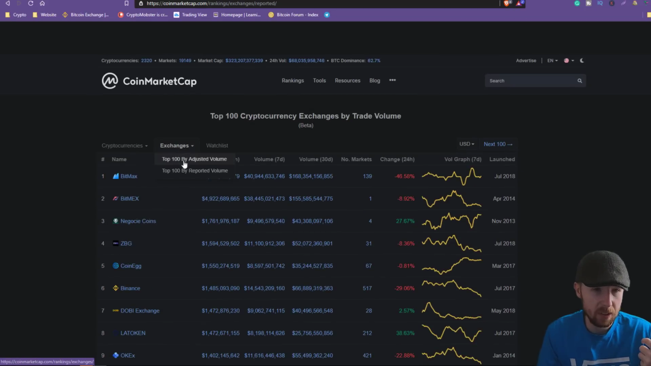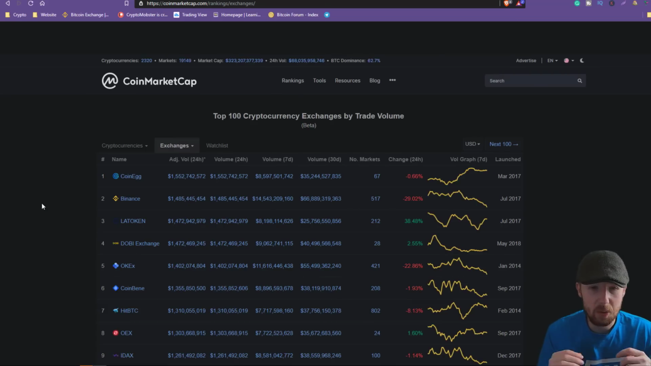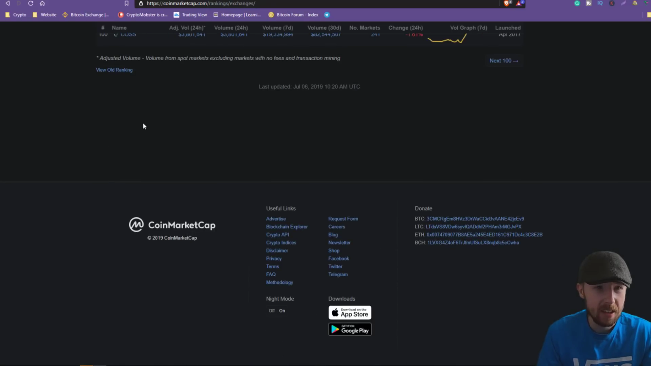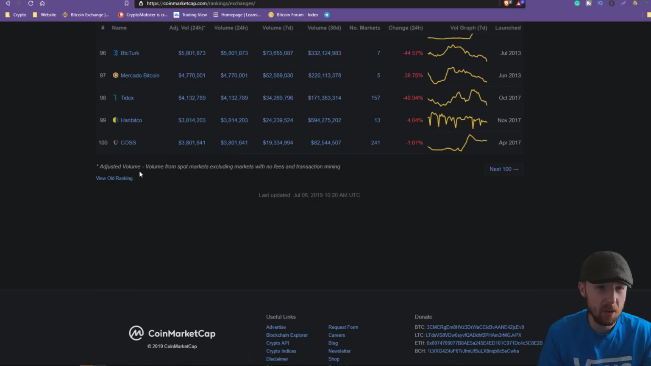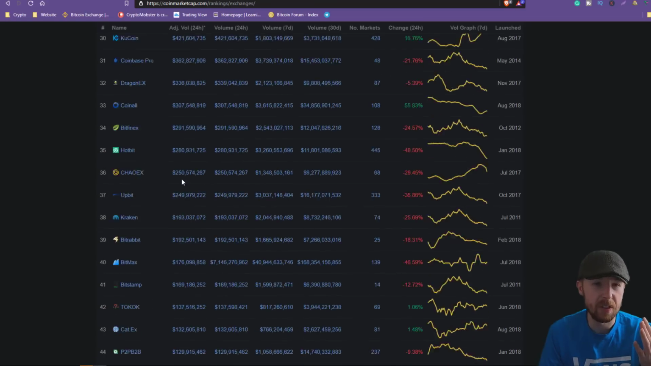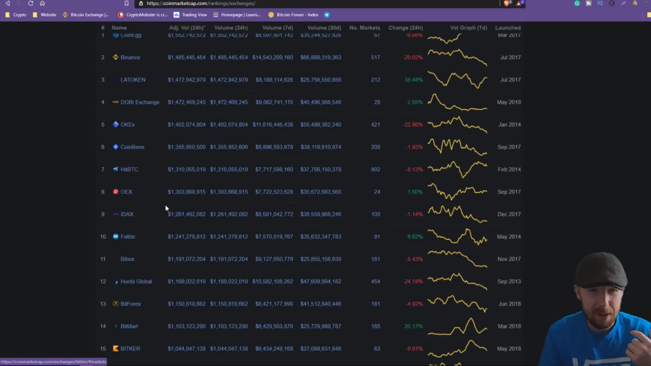different ones. Now, adjusted volume, this is where it's a bit more realistic. CoinEgg, probably not, but you've got to look at why certain things are here. Okay, if I just scroll all the way down, you'll see what they suggest. This adjusted volume is from spot markets, excluding markets with no fees and transactions. The ones with the little asterisks have a bit of a difference. So take volume with a massive pinch of salt.